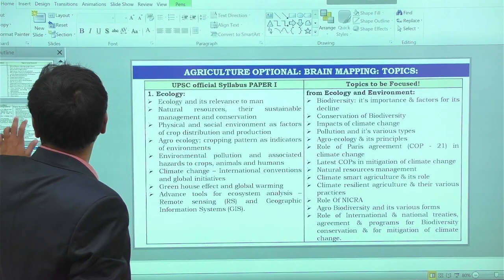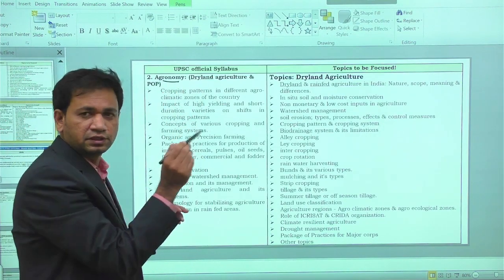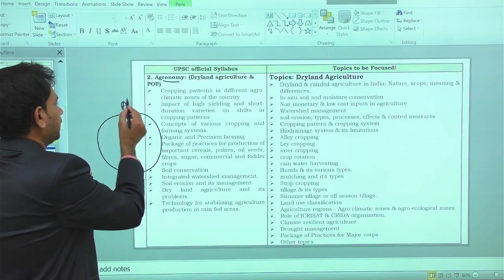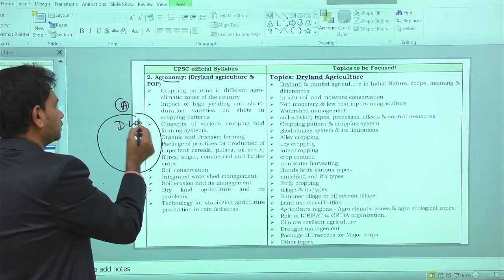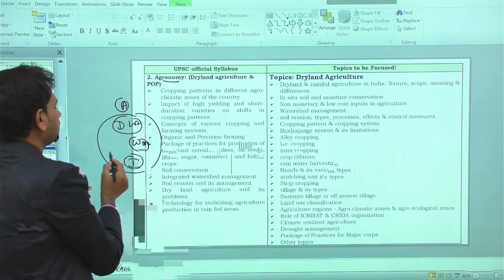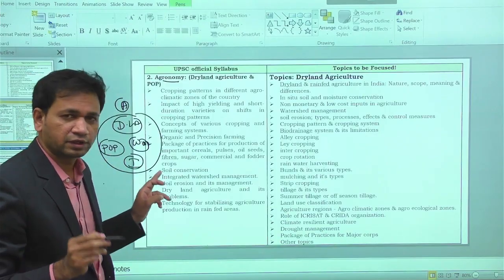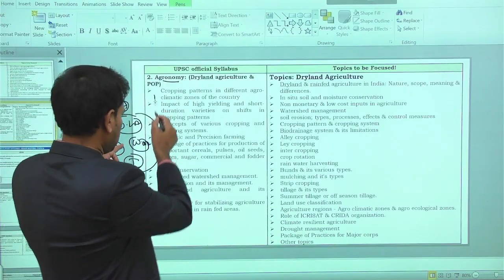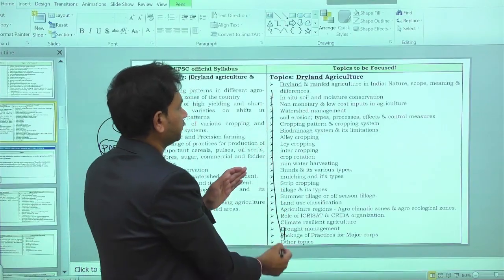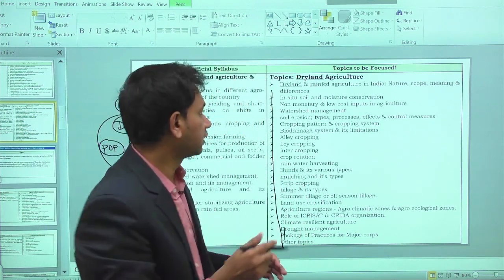Then apart from that, we have the syllabus called agronomy. Within agronomy, for study purposes, we are studying it as dryland agriculture, weed management, irrigation, and package of practices for the major agronomic crops, right? Within dryland agriculture, these are the topics that will be taken in the classes here. Dryland agriculture means whenever the area receives rainfall of less than 750 mm.